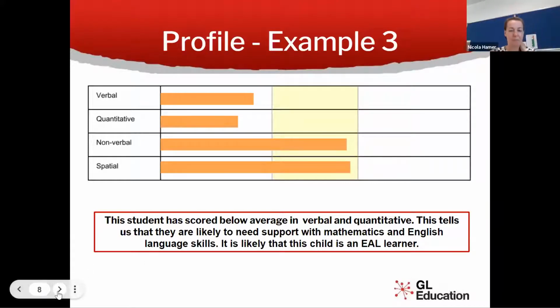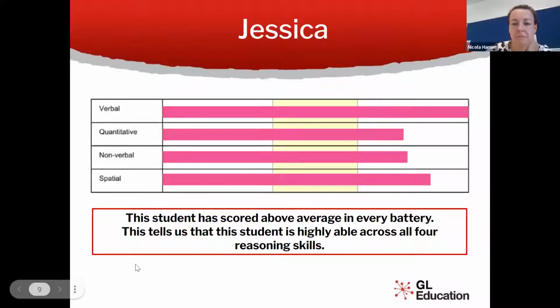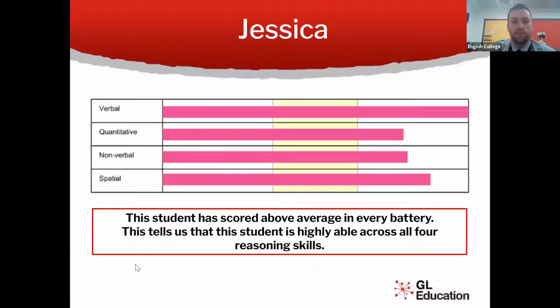Perfect. Okay. So here, if you can just about see that, if we were to take this example student, we've got a student called Jessica, and you can see by looking at the 4 different areas there, that she has scored above average in every single battery, and again that she would have high reasoning ability skills that she could apply into subjects. And again, we would make sure when we're looking at this, we would look at where that bias lies and what teaching strategies we could incorporate into the classroom to cater her learning needs.